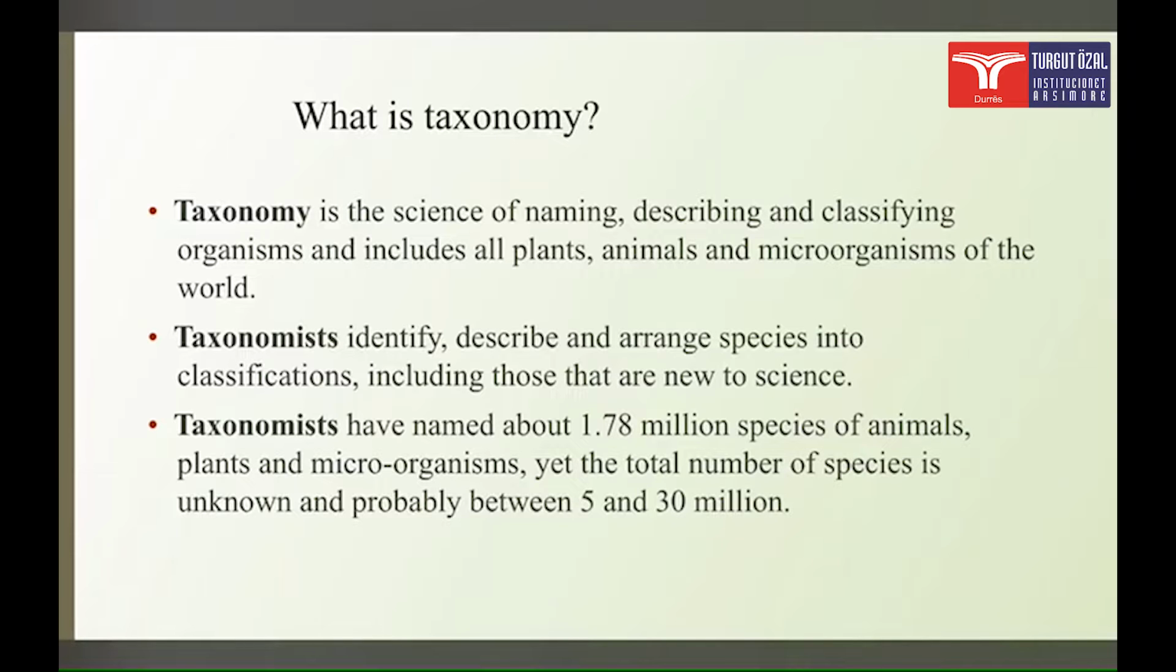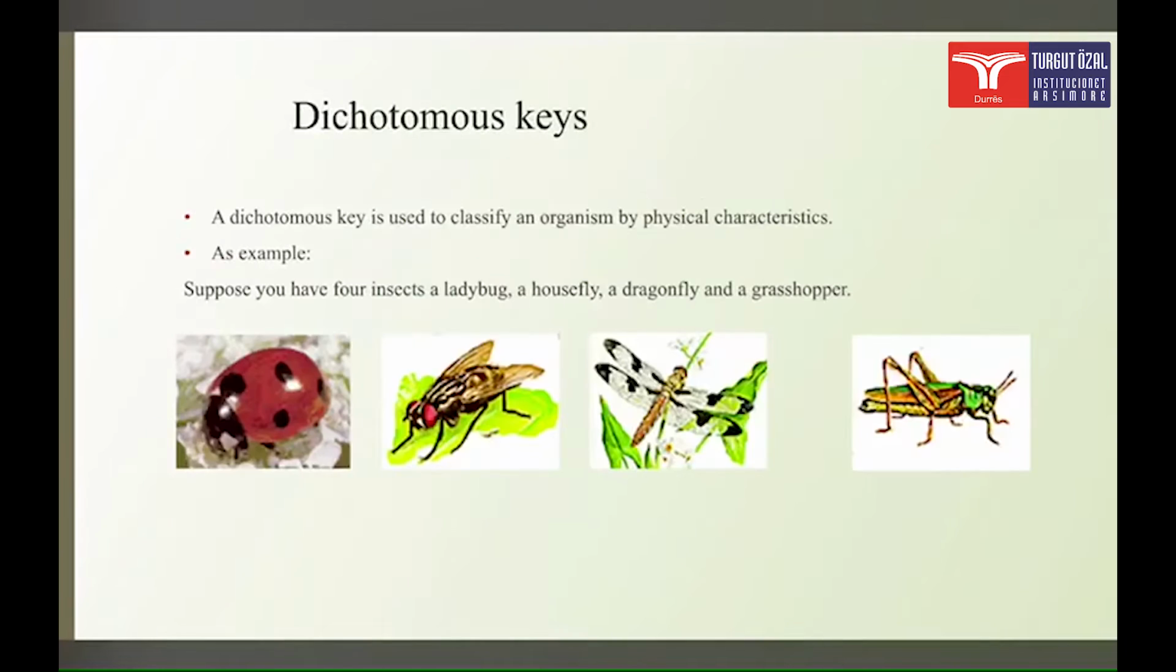Taxonomists have named about 1.78 million species of animals, plants, and microorganisms. Yet the total number of species is unknown and probably between 5 and 30 million.